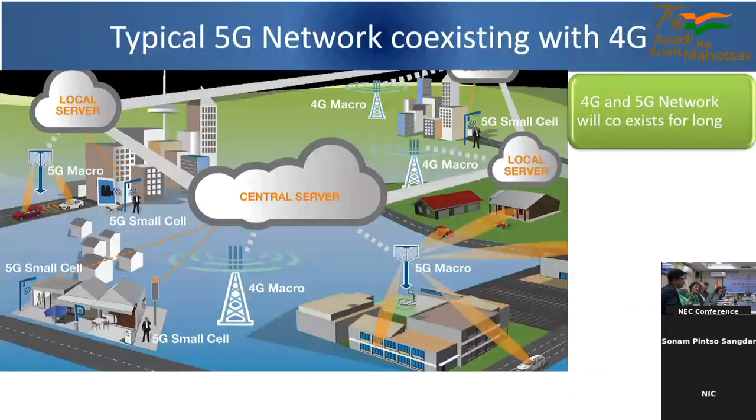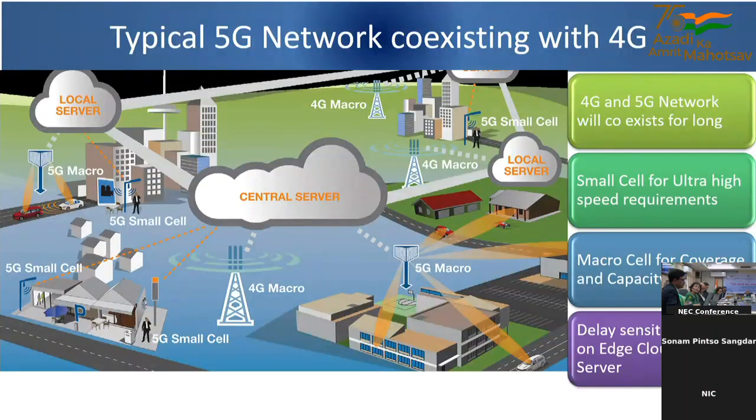So this is a typical 5G network which will be coexisting with 4G network, where we will have edge computing. Here it is shown as a local server. Some compute will happen at the central server. We'll have small cells on the street lights, etc. You can see the pictures below. You'll have macro coverage, the beam forming concept, and also the 4G coverage. So this will be a typical 5G network which all operators will be deploying, and it will look like that.